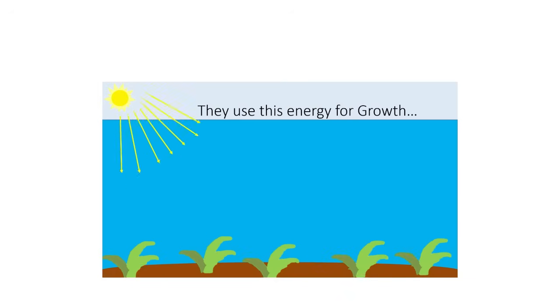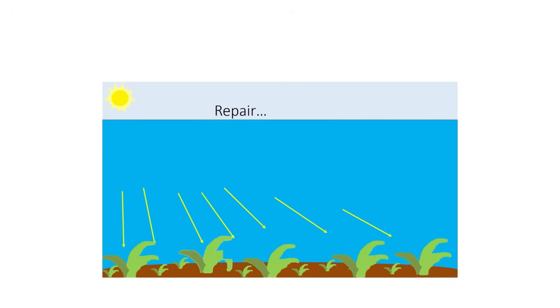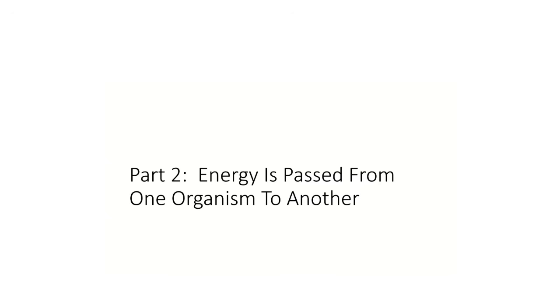Energy then can be used for lots of different things in a plant, like growth, reproduction, and repair, as well as other chemical processes in the plant, anything that requires energy. That is part one.